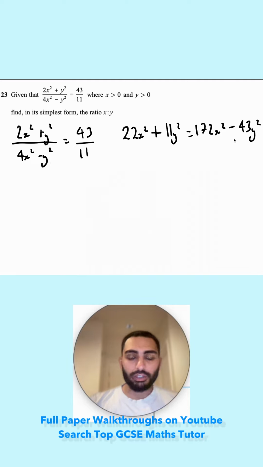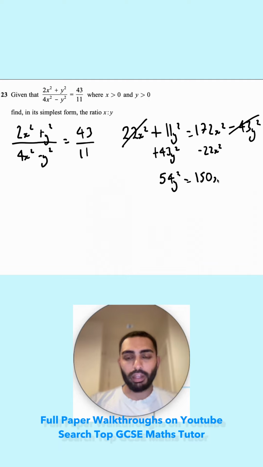I've removed that fraction, so now I need to move all of the x squareds to one side and all of my y squareds to the other side. Because I can see I've got more x squareds here, I'd rather move this 22x squared to this side, and I'm going to move this minus 43y squared over to this side. So I'm adding 43y squared here, and I'm taking away 22x squared here. So this is going to disappear, and this will disappear. 11 add 43 is 54y squared is equal to 172 take away 22 is 150x squared.